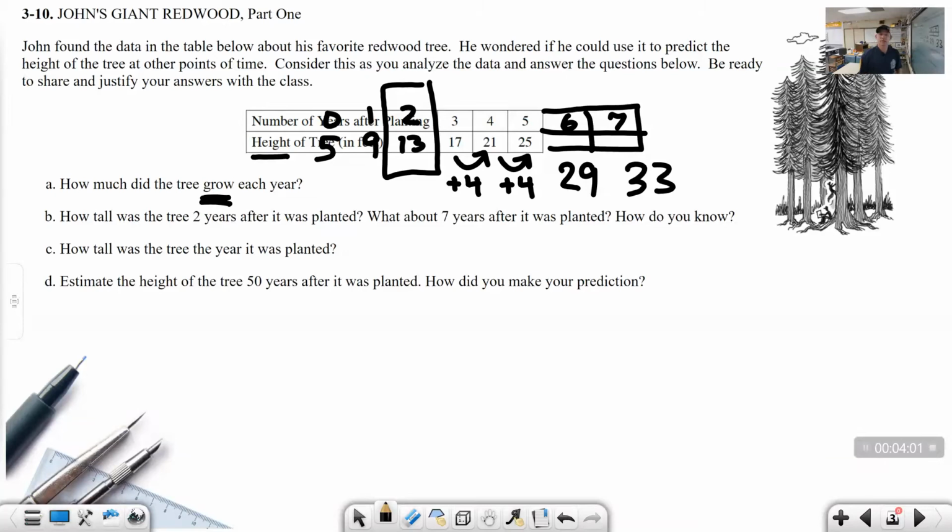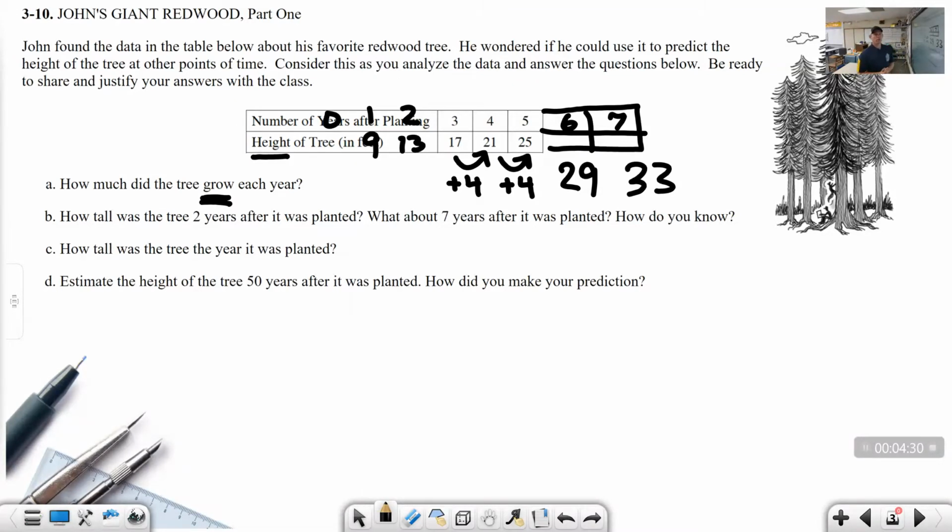After 7 years, it was 33 feet tall. How do you know? You use the growth to complete the table. That's what we did. We used the growth of 4 to complete the table. Other people said, I added 4 or I subtracted 4. That's how you figure this out. Go ahead and write your answer for problem letter B. Pause if you need to.